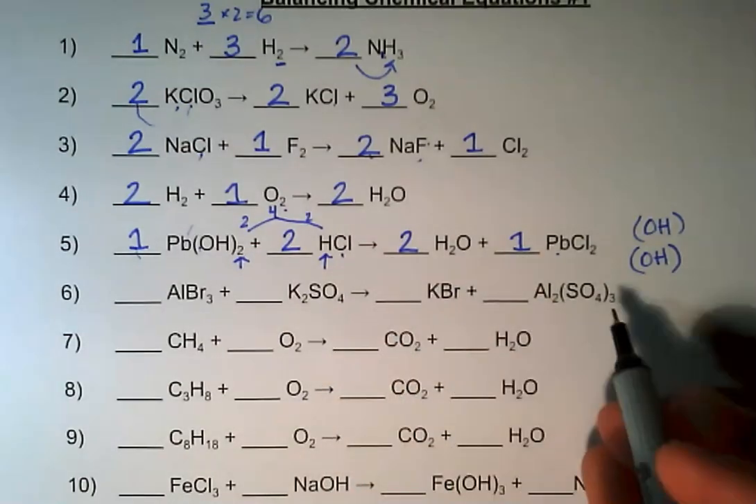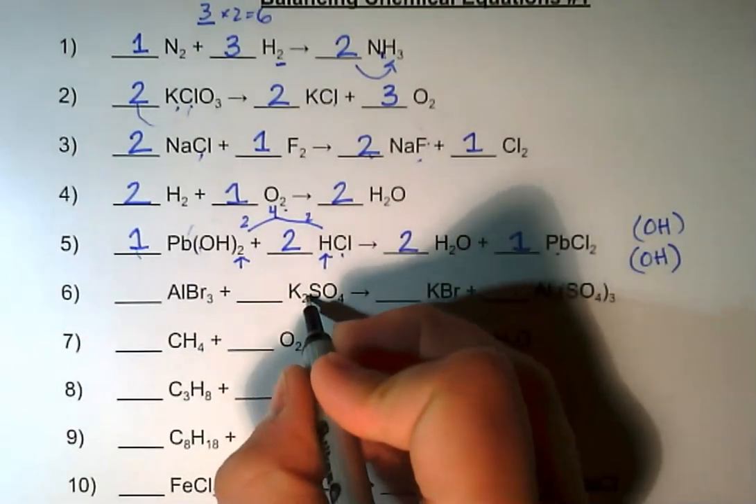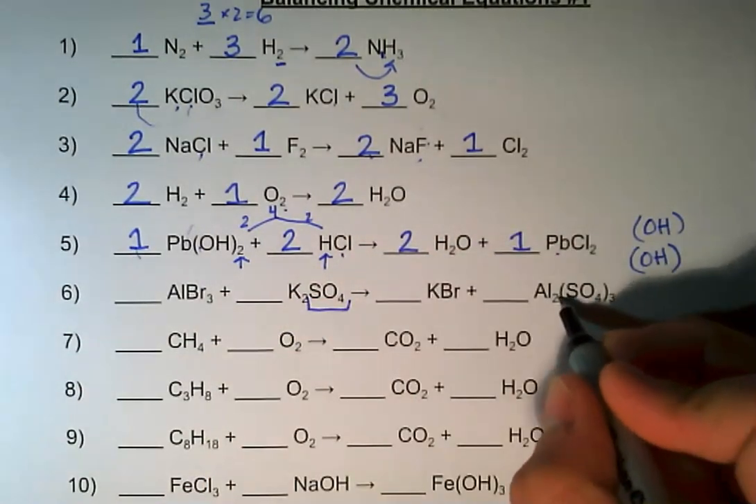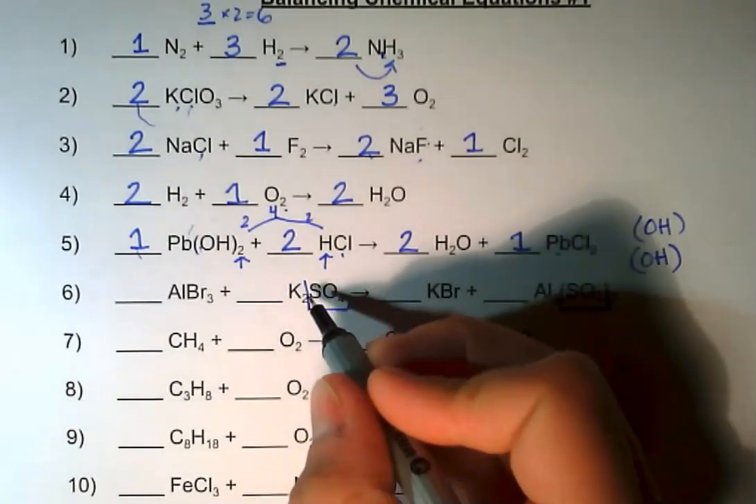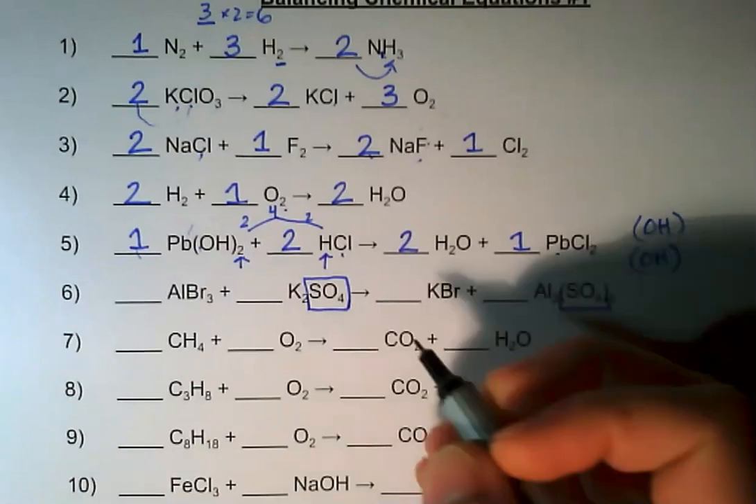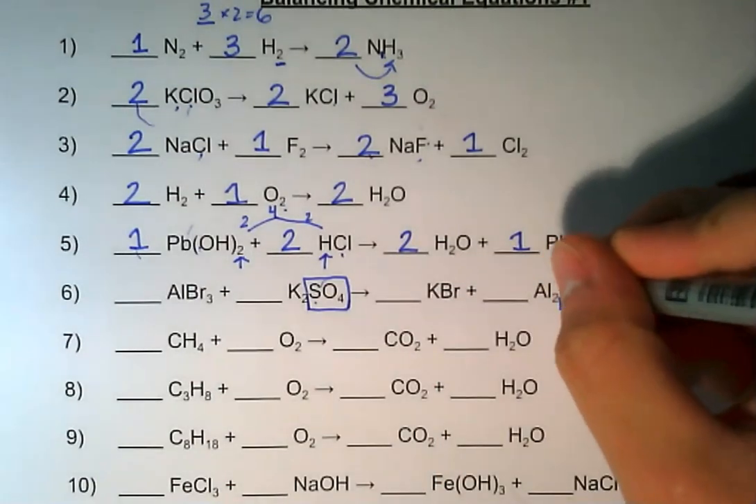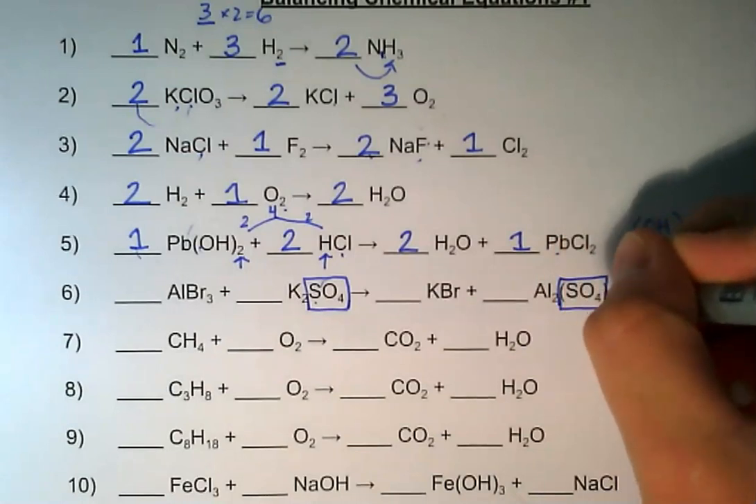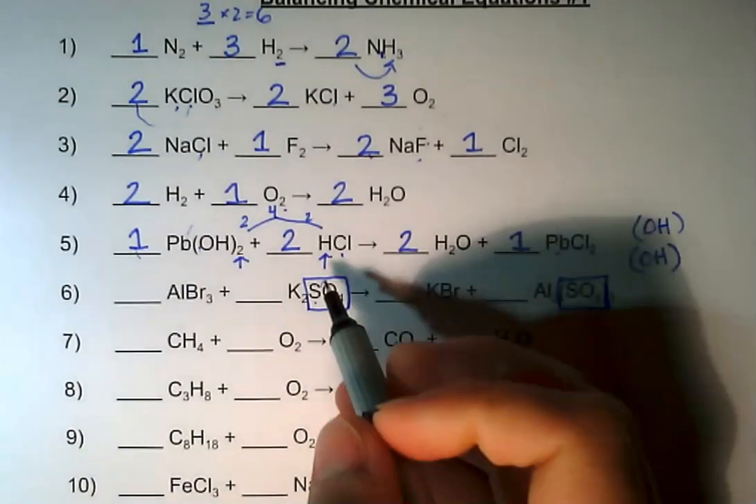Once again I have a polyatomic, but this time notice I have my polyatomic SO4 or sulfate. I have it on both sides of my reaction. So when I balance, I'm going to think of the sulfate all as one thing. I'm not going to think about how many individual oxygens and sulfurs there are. I'm just going to think about how many sulfates there are. So I'm actually going to start there.